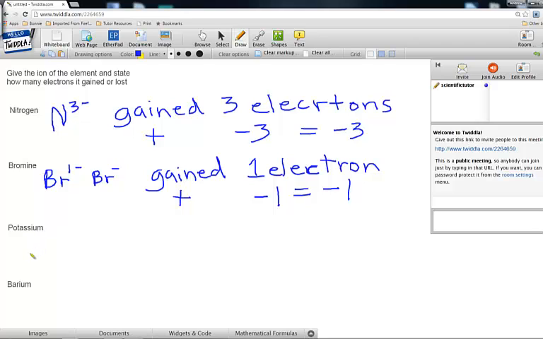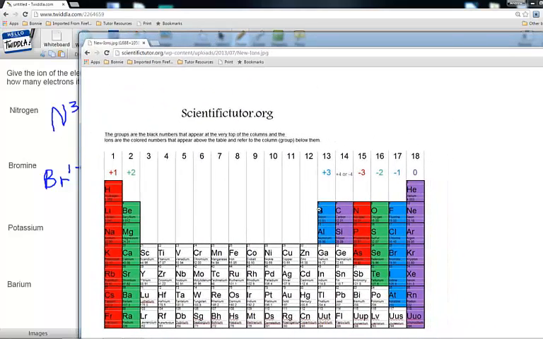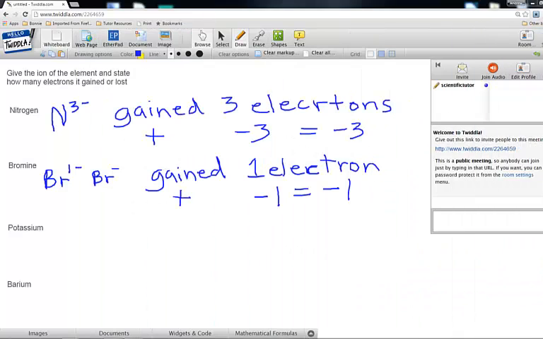Next is potassium. Potassium on the ion periodic table is in the first column, the +1 column. It's represented by K right here. That means the ion representation of potassium will be K1+ or K+.